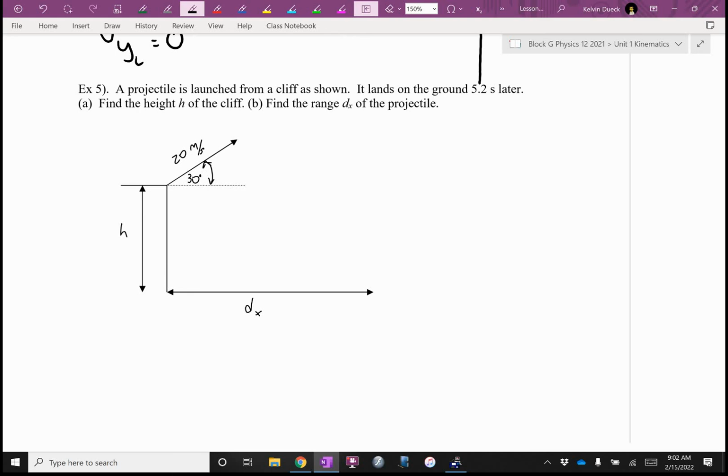Find the height of the cliff. Find the range. Okay. Is this a projectile? Yeah. T-table.